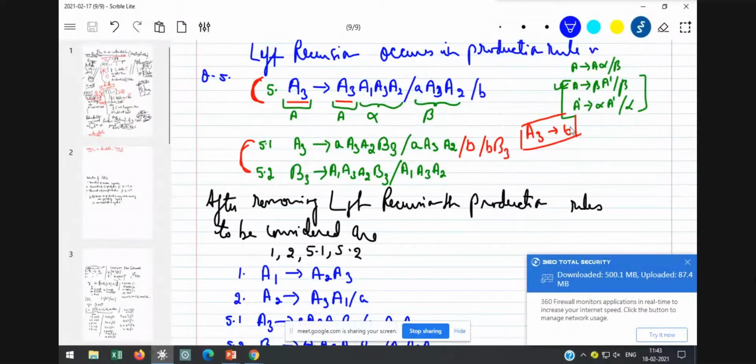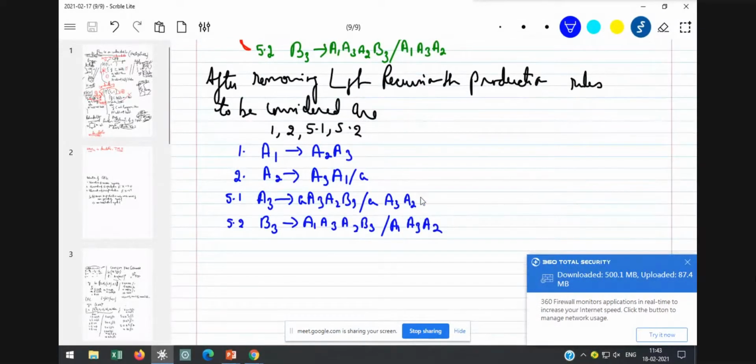Now let me completely write this 5.1, B and B3. Now again, let me say something. What was our target? Our target was to convert the given CFG to GNF format. While trying to convert the given CFG to GNF, we have faced certain rule violations. We tried to solve those violations. While solving those violation problems, we came across left recursion, and then we solved it.